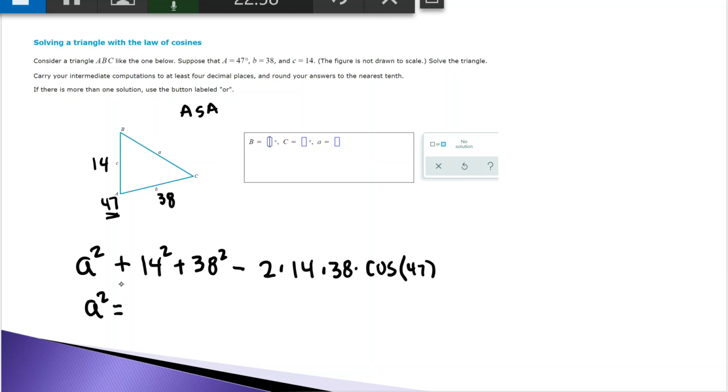And what am I getting here? I'm getting 914. That just doesn't seem right. So let me double check this. Oh, that's a squared. Let me try that again. 14 squared plus 38 squared minus 2 times 14 times 38 times cosine of 47 degrees is 914.3537.